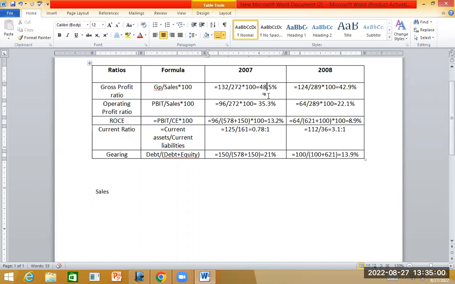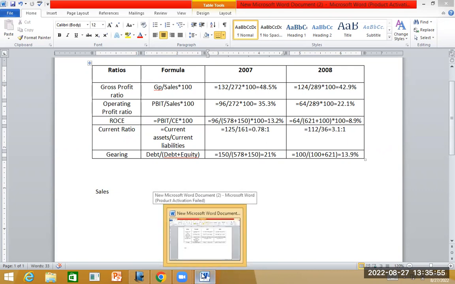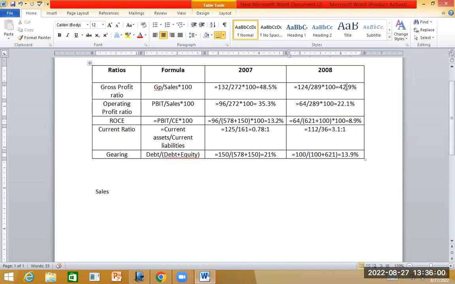So your answer should be based on the cost of sales. Why is the gross profit decreasing despite the increase in the revenue? Worse than in the current year. We need to identify the cost management. It's just normal. We can just use the word decline.